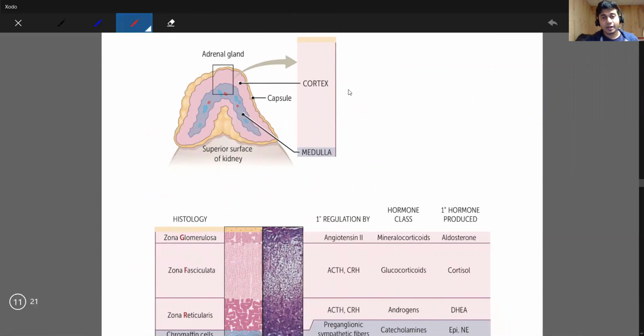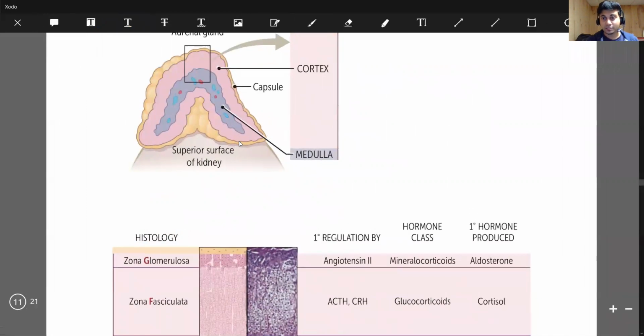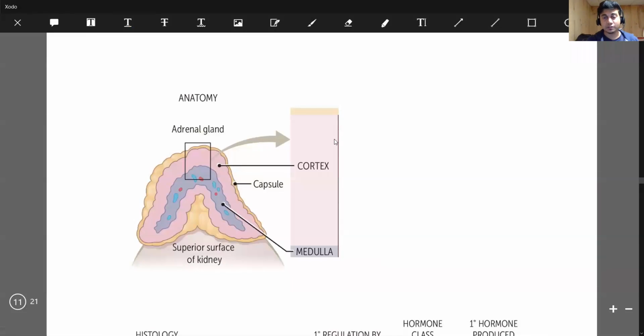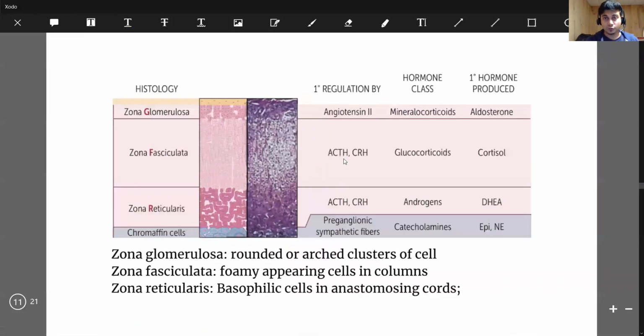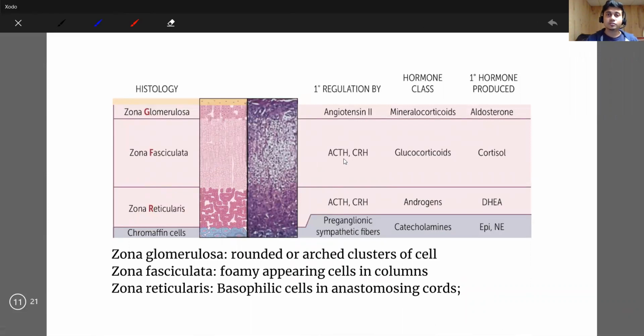Now, on anatomical discussion, this adrenal gland is divided into the outer part or the cortex and the inner part or the medulla. From these different locations, the outer part and the inner part, you get different hormones, and those hormones have different regulators. That means different regulators work on these different parts of the adrenal gland, and these hormones are secreted.